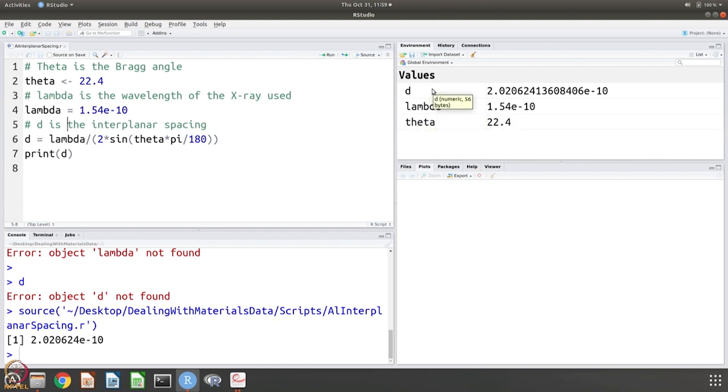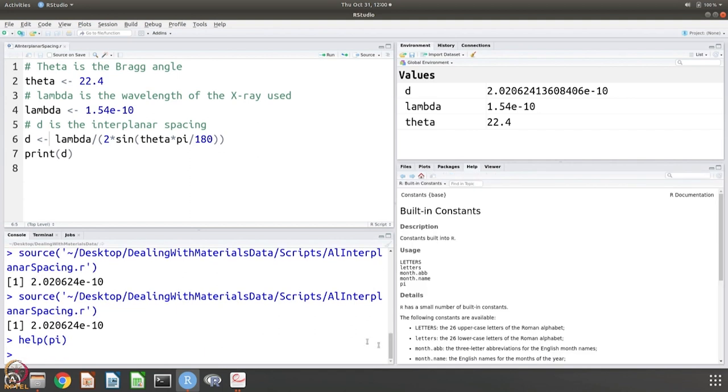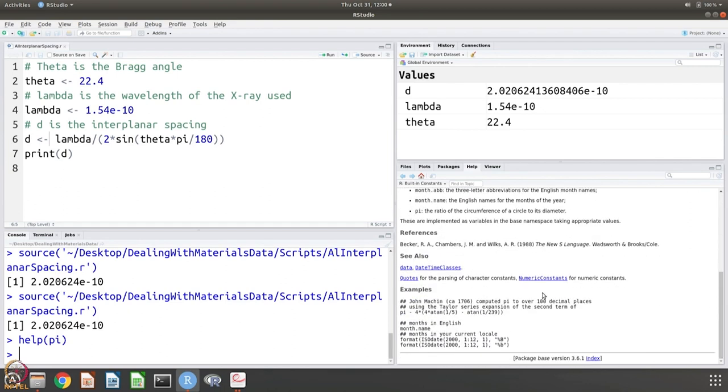Once you source it, you can see that the values of d, lambda, theta, etcetera, which we have entered here are available here. You also notice that there are two ways of attributing values to parameters. One is using this angular bracket with a dash, the other one is equal to. You can replace all attributions like this. Let us see if this works. Save, then source. Of course, it works, right. And you also notice that for pi, I just used pi and it worked. Help pi will tell you that this is a built-in constant. There are lots of other built-in constants also that are available in R.